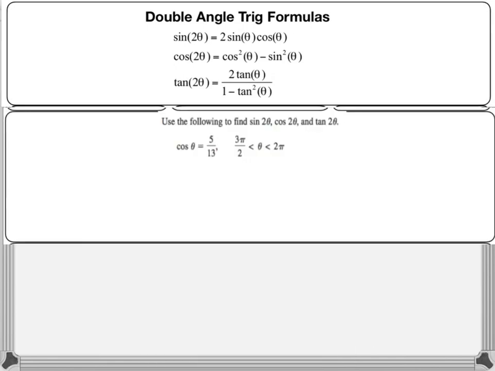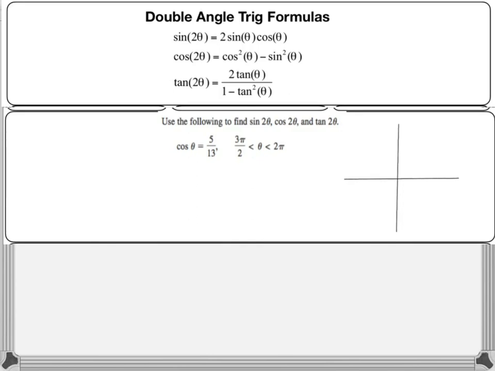Okay, so here's one that's going to give us a little bit of an exercise in all of the formulas here. It says, use the following to find the sine of 2 theta, cosine 2 theta, and tangent 2 theta. And then we have, as in previous videos, some information that's given to us. So let's go ahead and draw out a triangle the same way that we did.